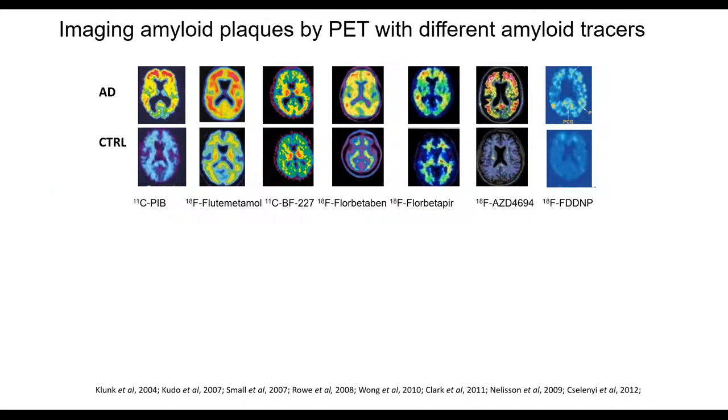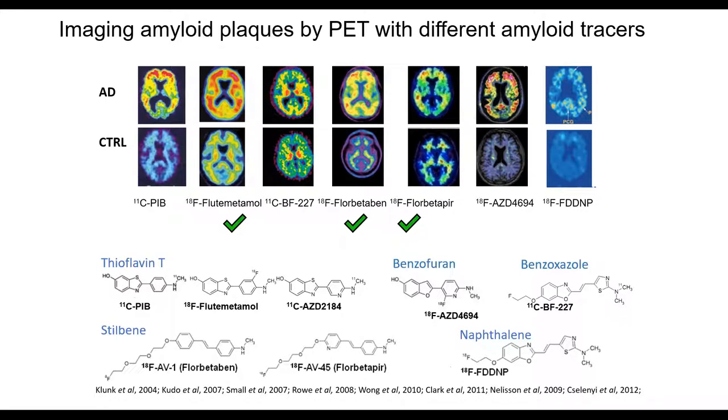There has been a rapid development in amyloid imaging tracers. Among these, three of them have been approved by the FDA and the EMA for clinical usage to facilitate the diagnosis of Alzheimer's disease, and have been incorporated into the diagnostic criteria. As we see on this slide, the first row, the Alzheimer's brain, shows a higher uptake in the cortical region compared with the second row, control cases.